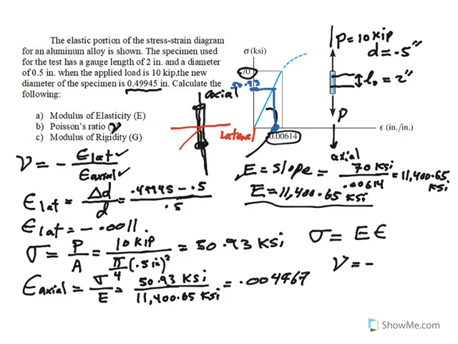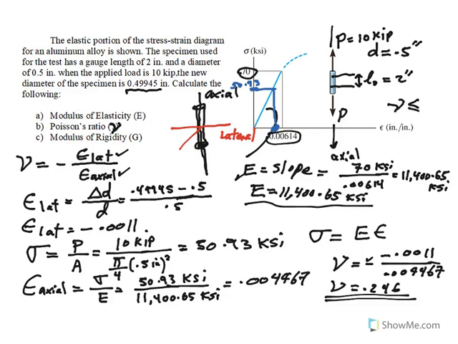So now we are ready to calculate Poisson's ratio, the negative of the lateral strain over the axial strain. Lateral is negative 0.0011 divided by 0.004467. The reason we have this negative here is to avoid getting a negative answer for nu. Nu is just a ratio, and we want it to be positive. 0.246 would be the Poisson's ratio for this alloy. Keep in mind that Poisson's ratio for any known material cannot be larger than 0.5. So nu should be larger than 0, obviously, and at most 0.5.